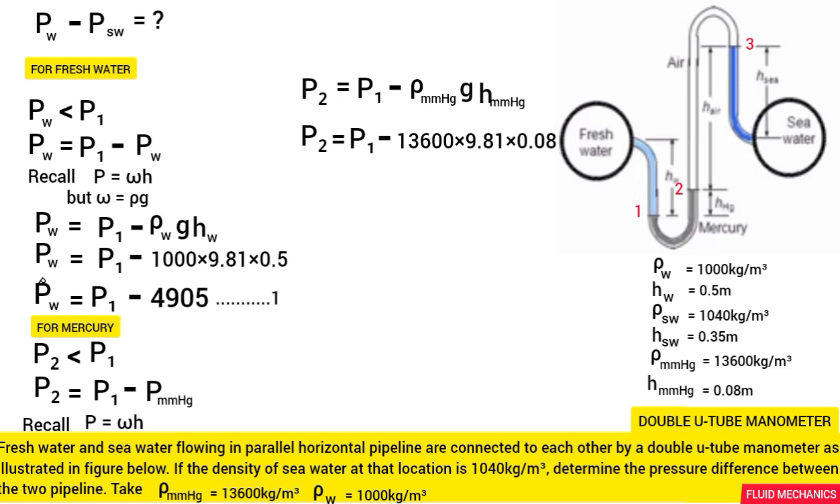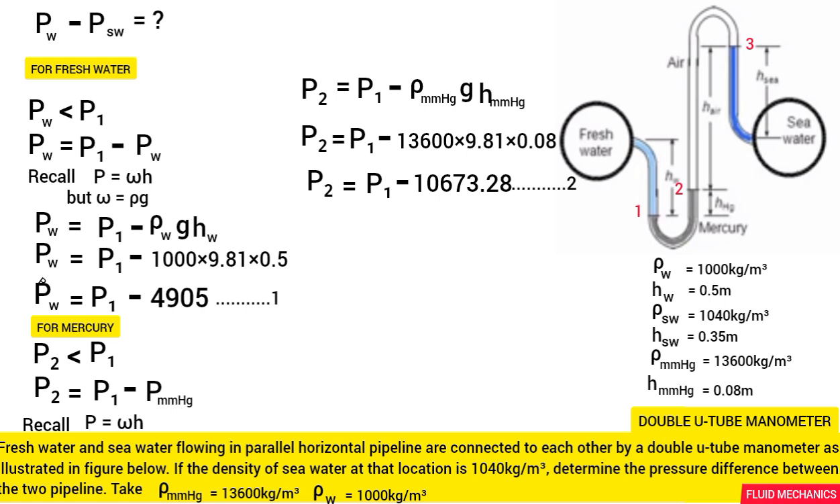So we now see that the pressure at point 2 will be equal to the pressure at point 1 minus, if you multiply 13,600 by 9.81 by 0.08, you are going to have 10,673.28. That's what we have. So I'll call that my equation 2. Are we good? Now we'll move forward.